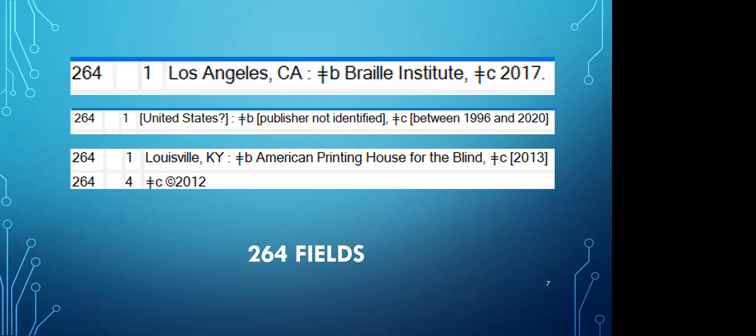And then the third example shows a place, publisher, and a printing date of 2013, the first Braille printing, which is an implied publication date and is therefore bracketed for the first 264 field. In the second 264 field, the copyright date of 2012 is recorded.